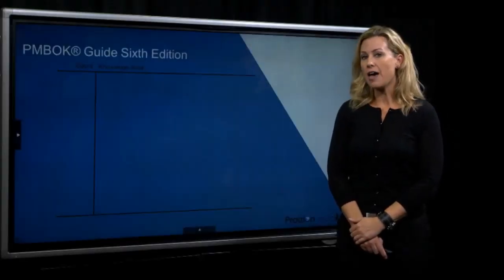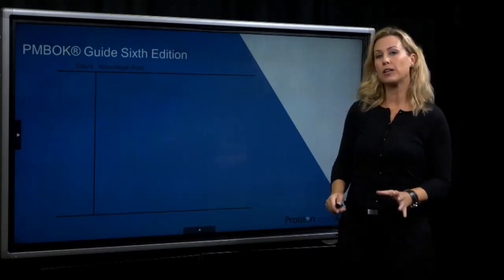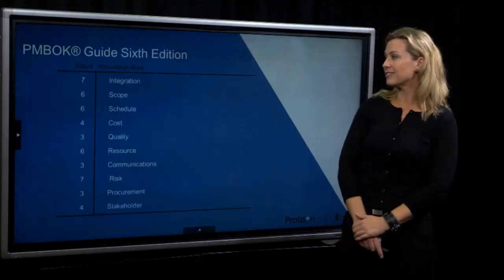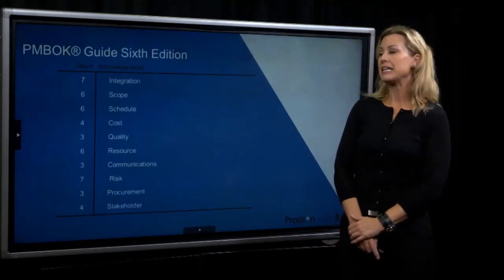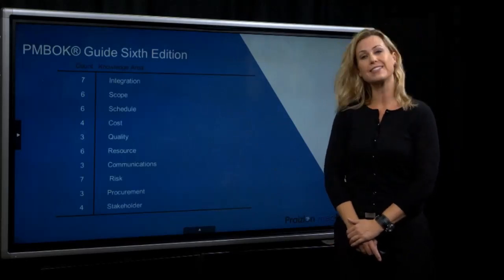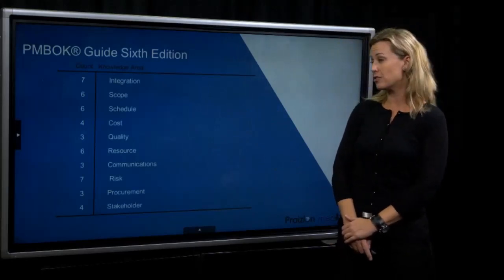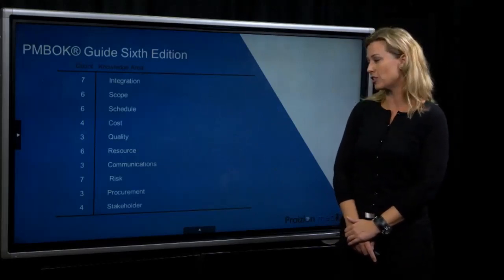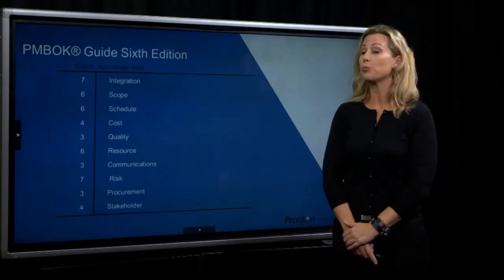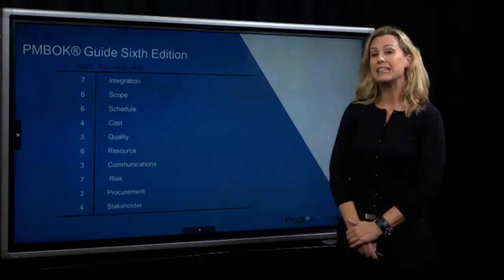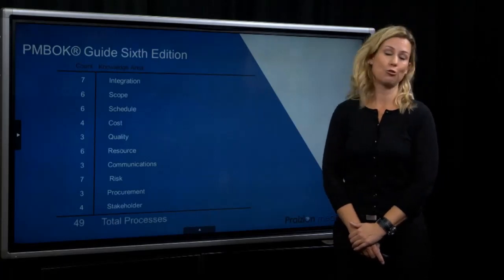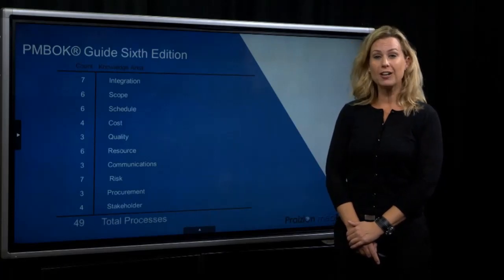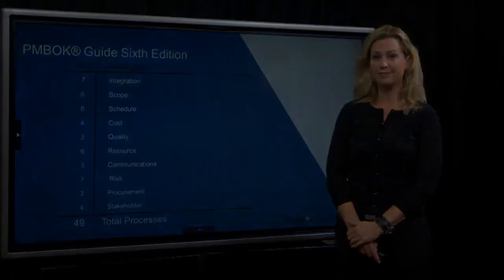Let's take a look at the count of processes as broken down by knowledge area in the PMBOK Guide 6th edition. The integration knowledge area has 7 processes, 6 processes in scope, 6 in schedule, 4 in cost, 3 in quality, 6 in resource, 3 in communication, 7 in risk, 3 in procurement, and 4 in the stakeholder knowledge area. It's a grand total of 49 processes in the PMI framework for the PMBOK 6th edition.